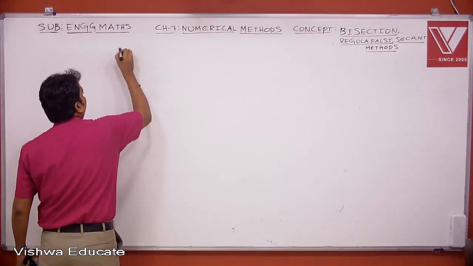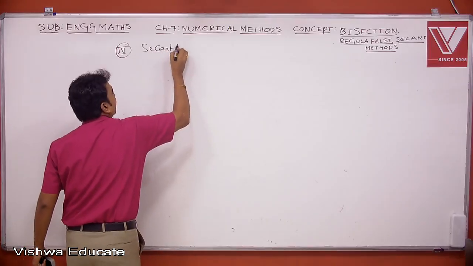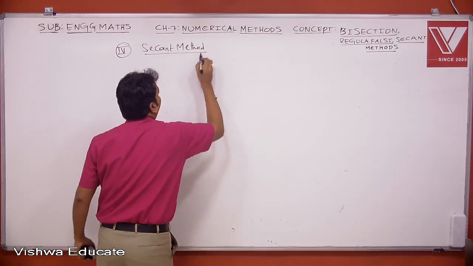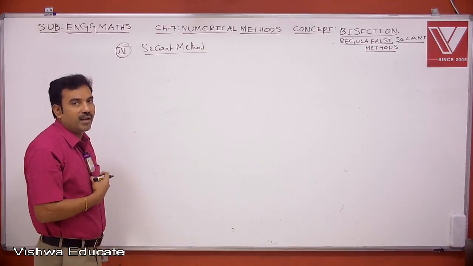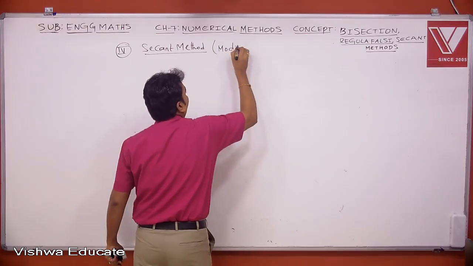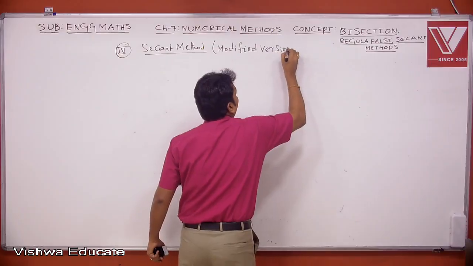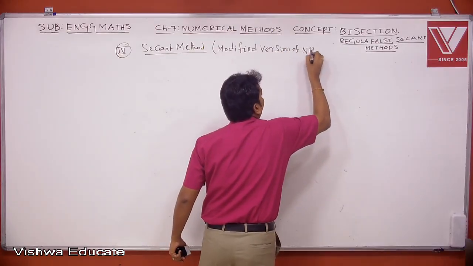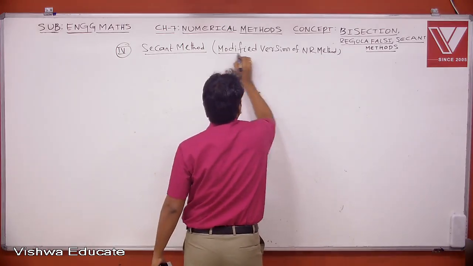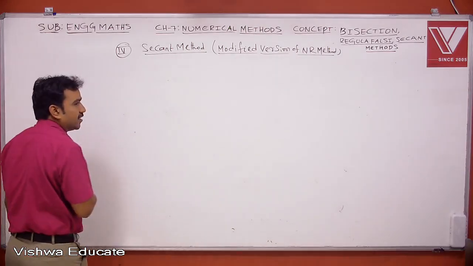Now the fourth method is the secant method. Basically this method is obtained by doing some changes in the Newton-Raphson method. So that's why this method is also called the modified version of the Newton-Raphson method. Now let us see what are the modifications in the NR method.